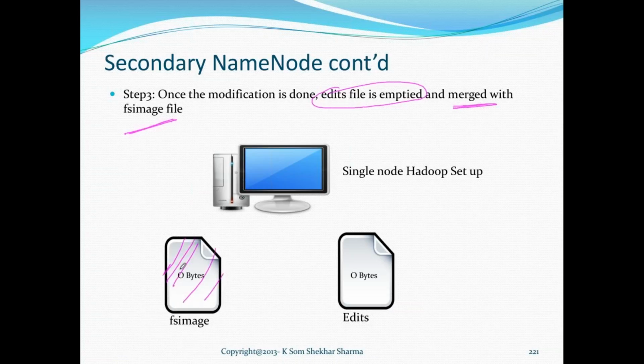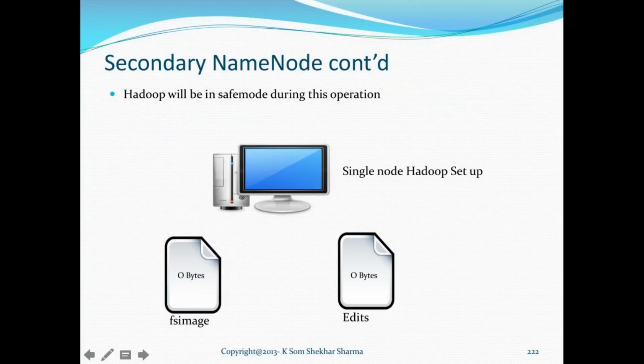During the startup, everything is very fast because there is nothing in the FS image and the edits file. And during this operation, it is reading the FS image file, reading the edits file, emptying the edits file, and again merging with the FS image file. Basically, it's very confusing, right? During this operation, when it is reading the FS image file for the previous HDFS state, then reading the edits file and merging into the FS image file after applying the modifications, it is in safe mode.